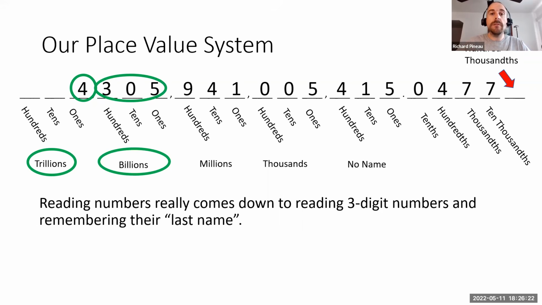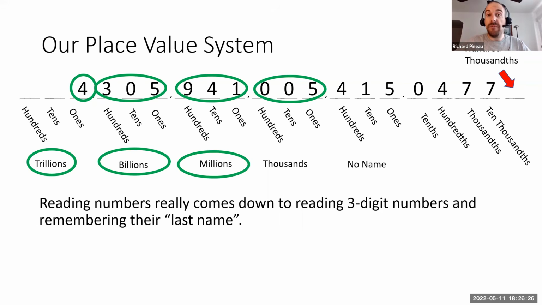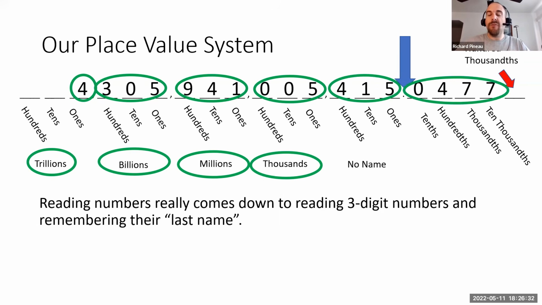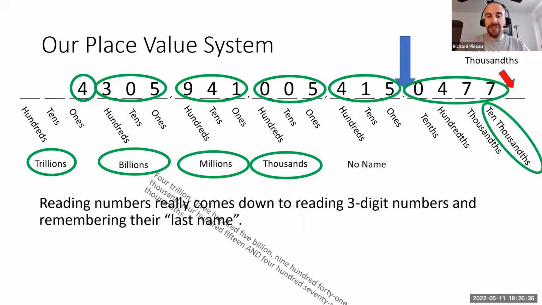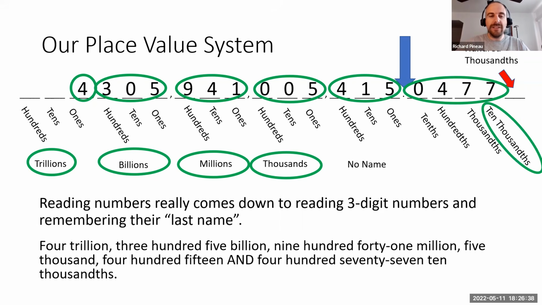Okay, what's next? 305 billion, 941 million, 5,415, and 477 10,000ths. And so that is how you read the number. And there it is in English, fully written out for you if you need to take a look.